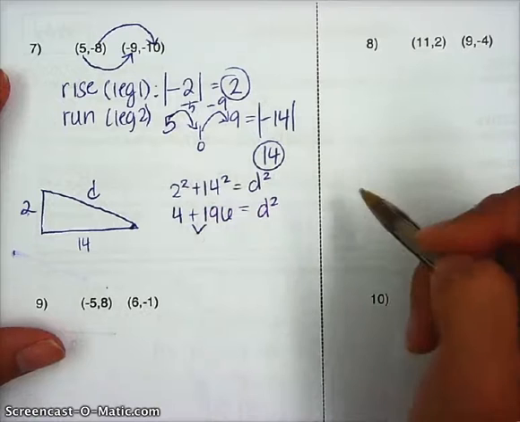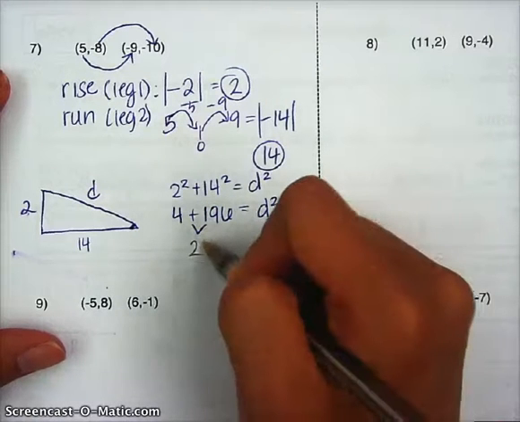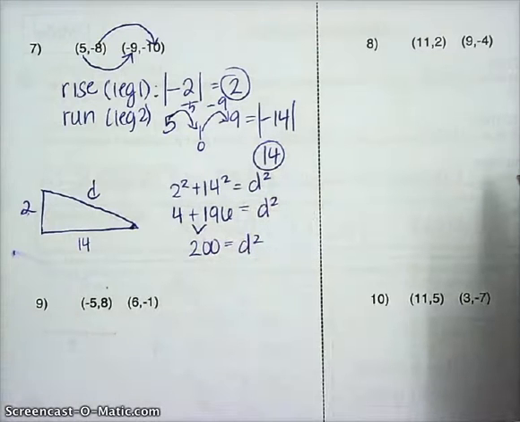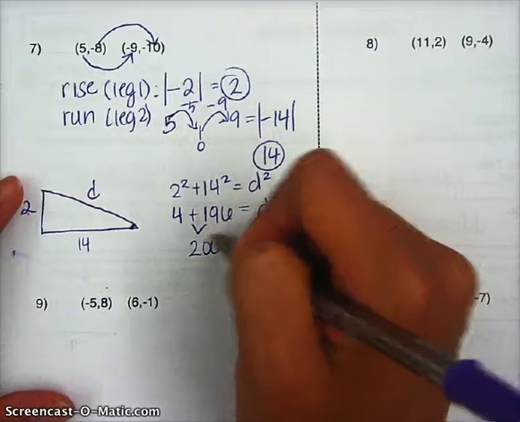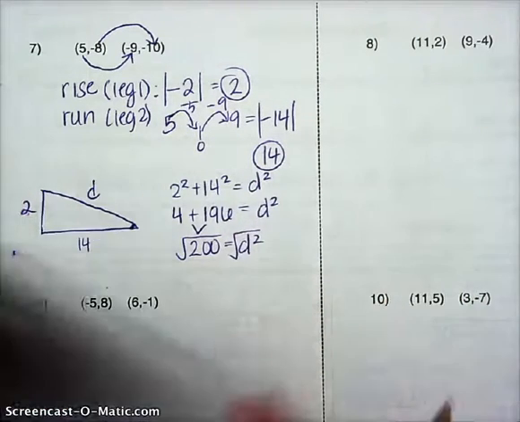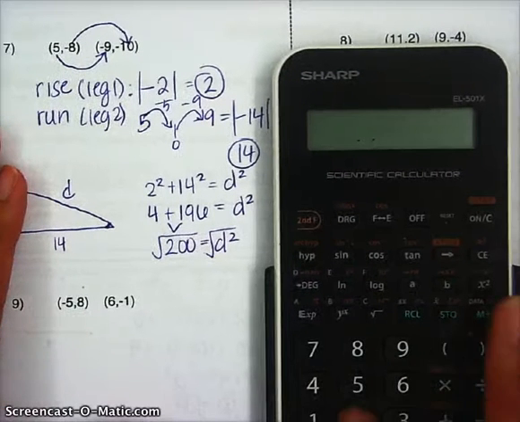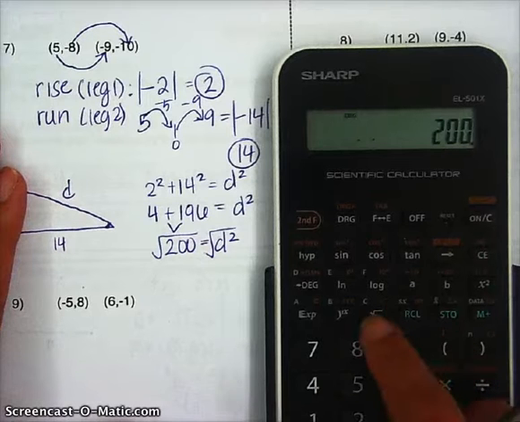Help me out. What is 196 plus 4? 200. Can I say the distance is 200? No, I still need to do what, everyone? Square it? Take the square root of both sides. So this is not a perfect square, so I'm going to go ahead and use a calculator. First, remember, you need to type in 200, and then you can go ahead and click the square root symbol.